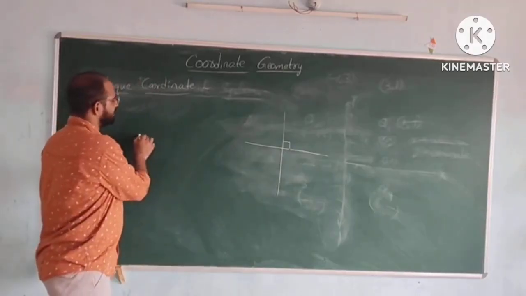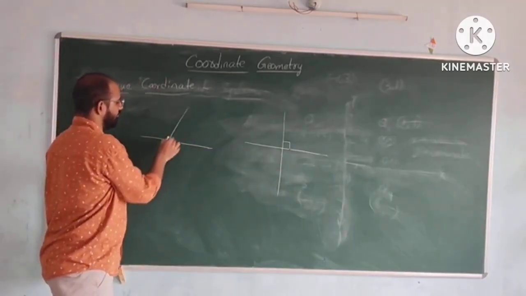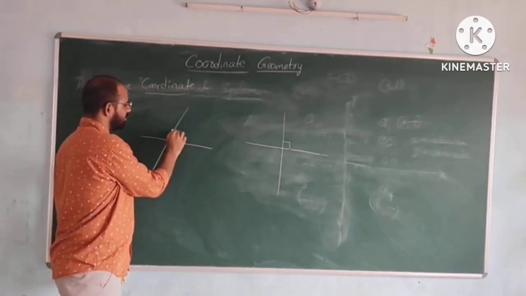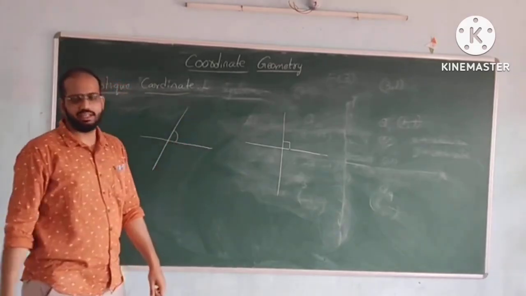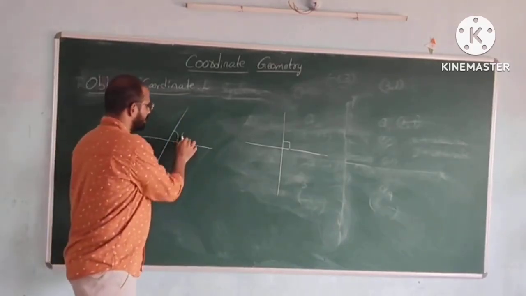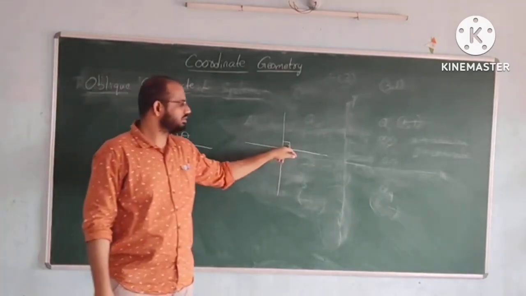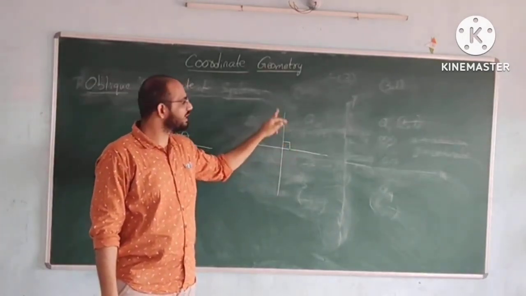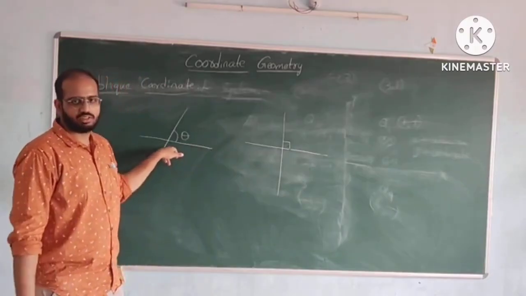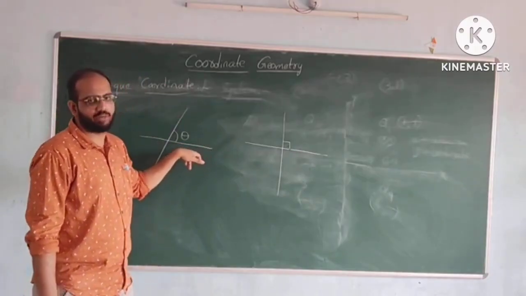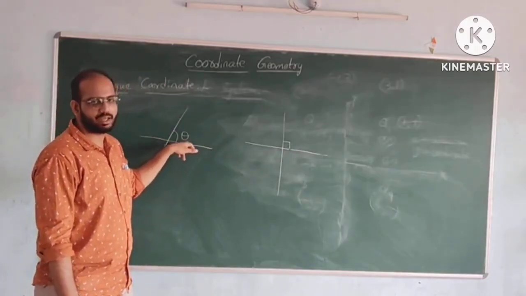In the oblique coordinate system, there is no necessity of any perpendicularity. The two coordinate axes may be at any angle theta. If those are perpendicular, then we can tell that it is the rectangular coordinate system. In the oblique coordinate system, the coordinate axes may not be perpendicular, so you take any angle theta.